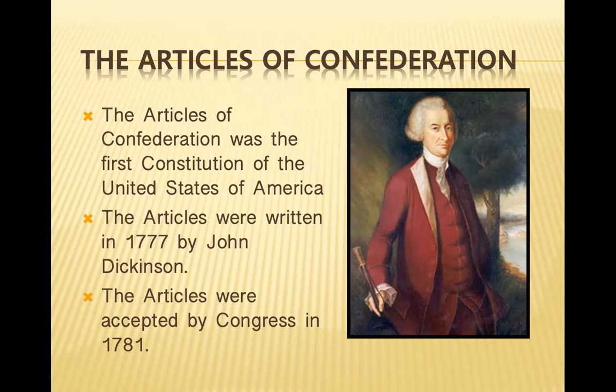And we have this man to thank for that, I should say. His name was John Dickinson. And John Dickinson was the primary drafter of the Articles of Confederation. And Congress did not actually accept the Articles of Confederation until 1781.